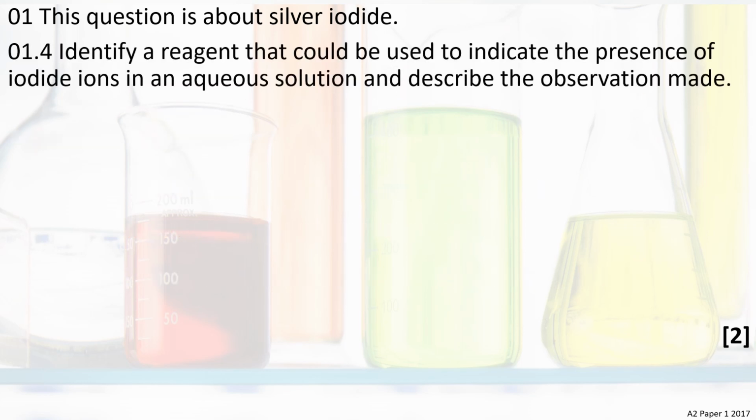Here's the next part of the question. Identify a reagent that could be used to indicate the presence of iodide ions in an aqueous solution and describe the observation made. As is often the case with A2 questions, you are expected to move between different related topics.